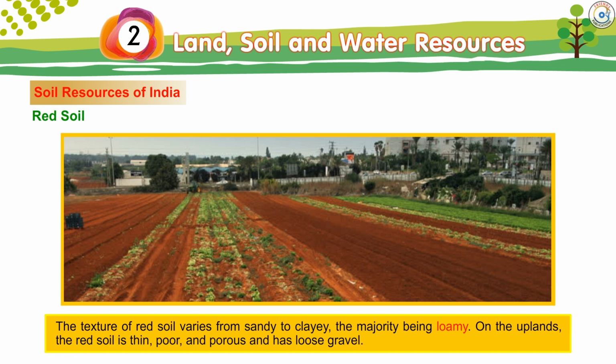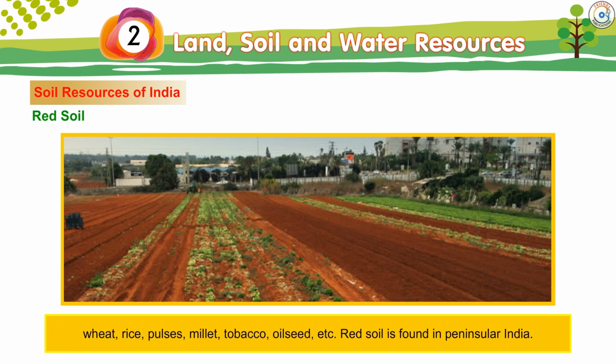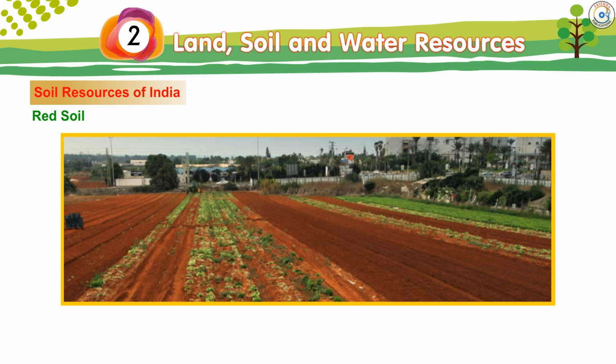On the uplands, the red soil is thin, poor, porous, and has loose gravel. In the lower areas, the soil is deep, rich, fine-grained, and fertile. With proper doses of fertilizers and irrigation, red soils can give excellent yields of cotton, wheat, rice, pulses, millet, tobacco, oilseed, etc. Red soil is found in peninsular India.